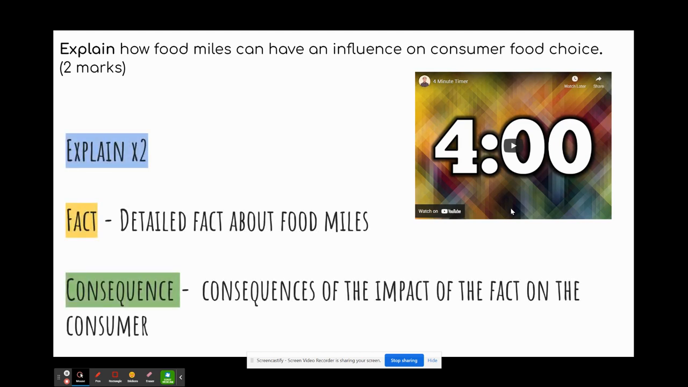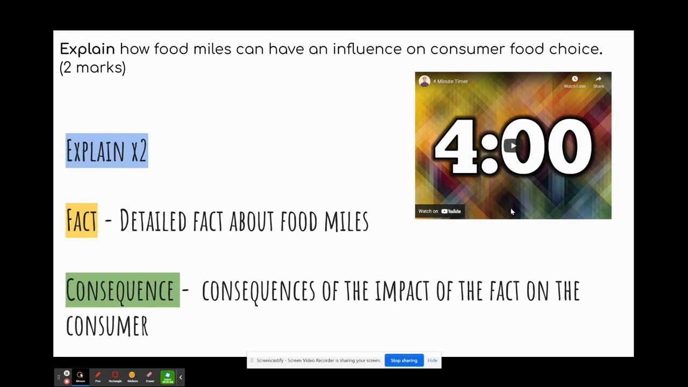Next, we've got an explain question. Explain how food miles can have an influence on consumer food choice. Every question tells us 3 things. Thing 1 is a command word, which in this case is explain, which tells us our formula to answer this question must include an F and a C. Second thing is the mark allocation, so 2 marks means I must have 2 FCs in my answer. The third thing is who we are referring back to in our question. In this case, it will be the consumer, and we must have a detailed fact about food miles and a consequence linked to the impact of the fact for the consumer.